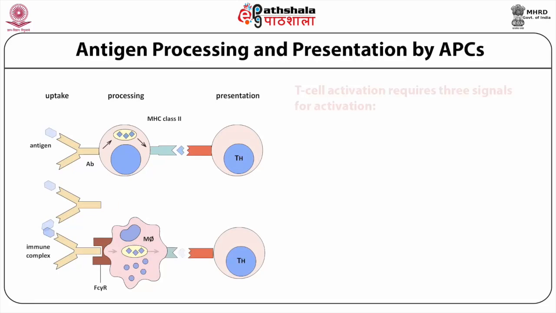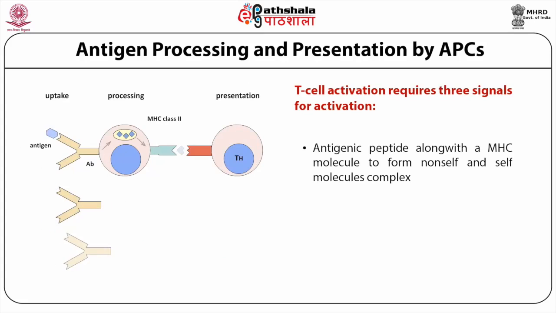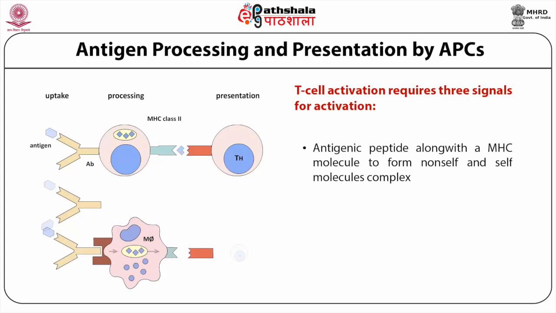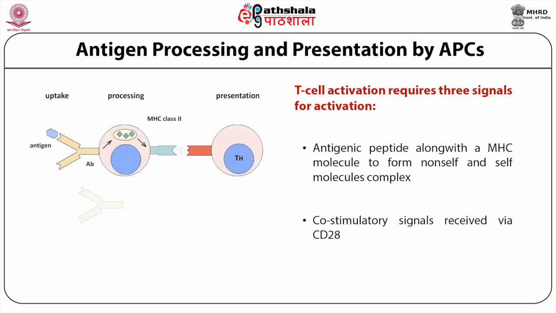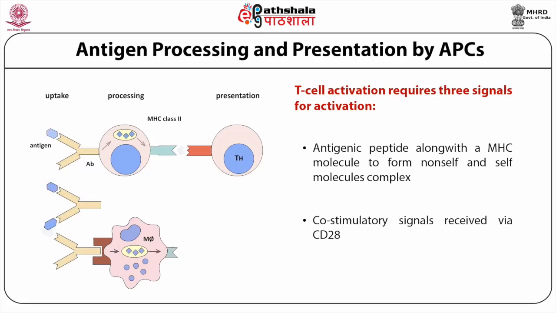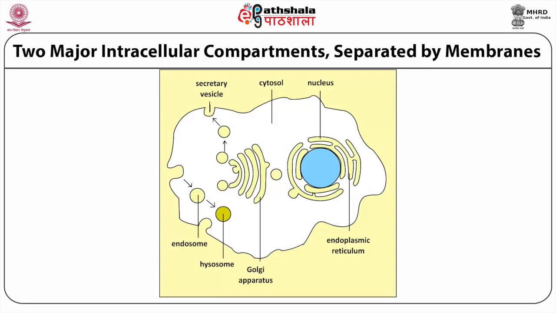Let us recall that T cell activation requires three signals: number one, antigenic peptide along with the MHC molecule to form non-self and self molecules complex. Number two, co-stimulatory signals received via CD28. Third, specific cytokines. The peptides are derived from pathogens which can be present in two parts of the cell.